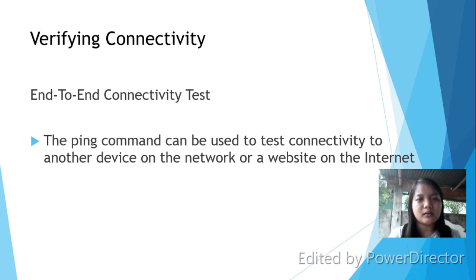So in the command prompt, you will type ping and then the IP address of PC 4. So if you get the four replies, it means that they have connectivity. But if it doesn't get a reply, it means that they don't have any connectivity.